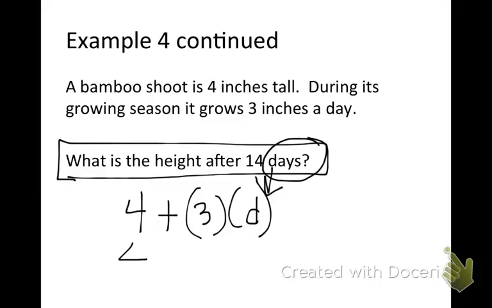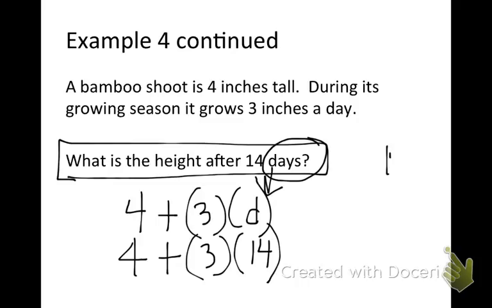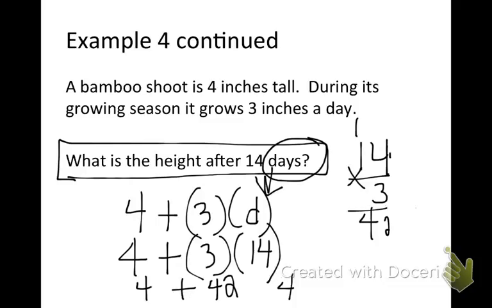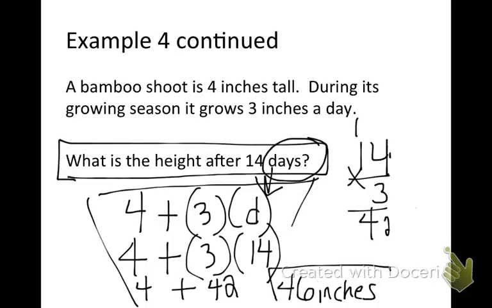So now I'm just going to plug that in. I have 4 plus 3 times 14. What is 3 times 14? I'm going to do a little side math over here. So here's my 14 times 3. So 12, 42. So it's 4 plus 42. So my answer is 46 inches. Notice my work, again, is in my upside down triangle. I just couldn't fit it on my screen. But that's how I should see it in your notebook.